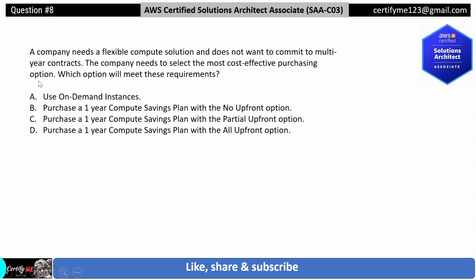So the next question is, a company needs a flexible compute solution and does not want to commit to multi-year contracts. The company needs to select the most cost-effective purchasing option. Which option will meet these requirements? Option A, use on-demand instances. Option B, purchase a 1 year compute savings plan with the no upfront option. Option C, purchase a 1 year compute savings plan with the partial upfront option. Option D, purchase a 1 year compute savings plan with the all upfront option.